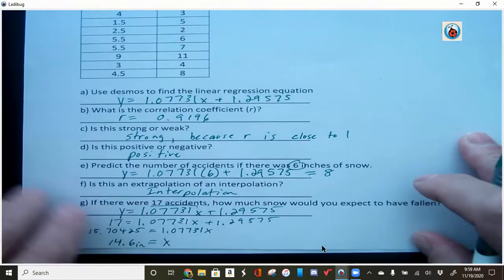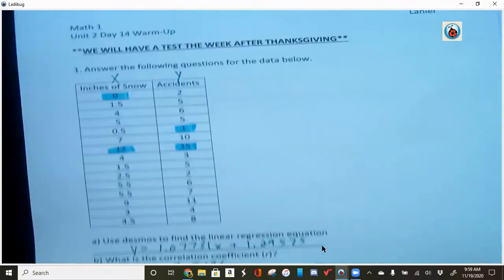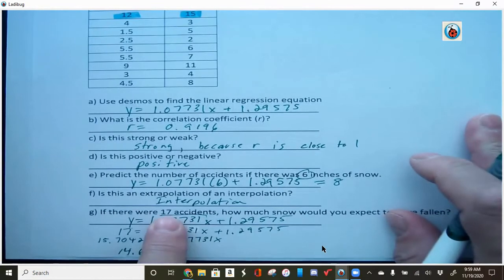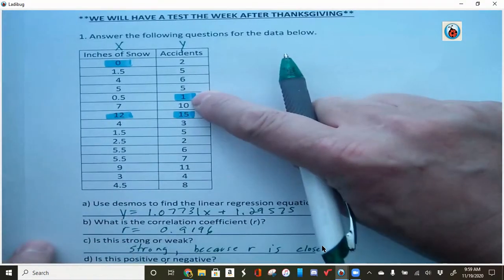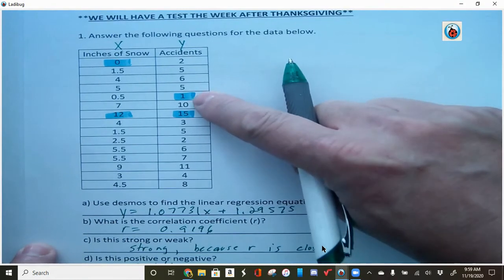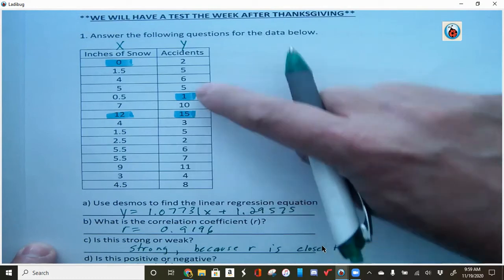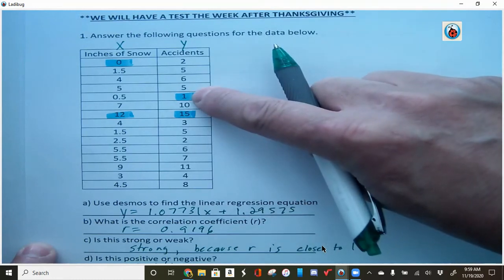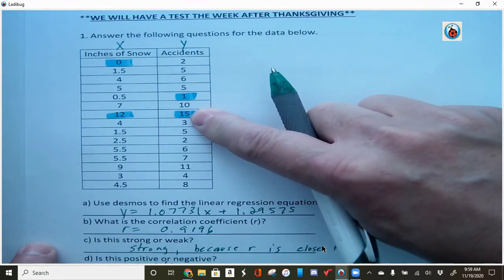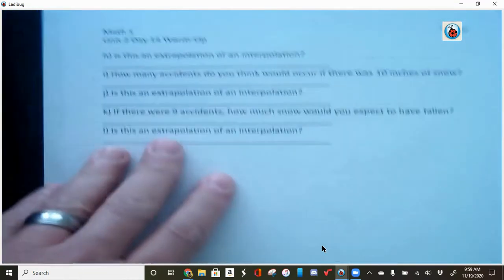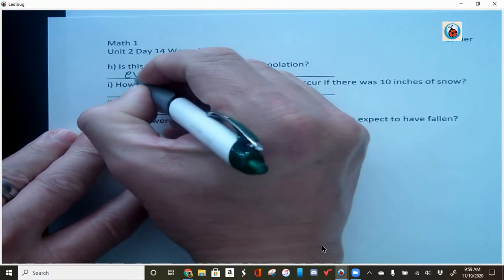All right, the next question on here is asking, is this an interpolation or an extrapolation? Okay, that's what I'm looking at. So what information am I given? I'm given 17 accidents. Is 17 less than 1? No. Is 17 greater than 15? Yes, it is. So anything less than the smallest number and greater than the largest number makes it an extrapolation. So I'll write in here extrapolation.